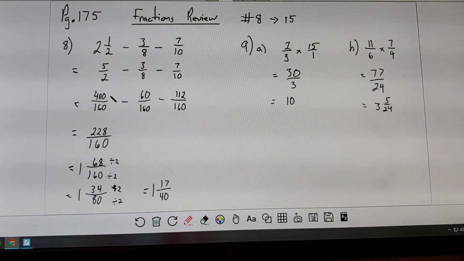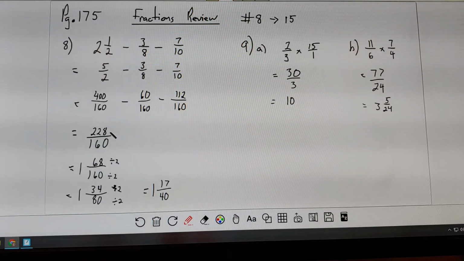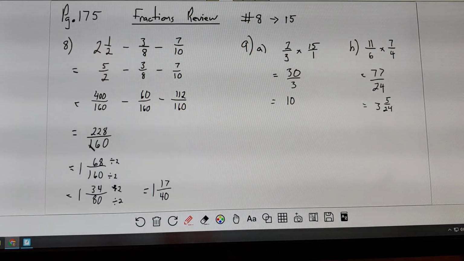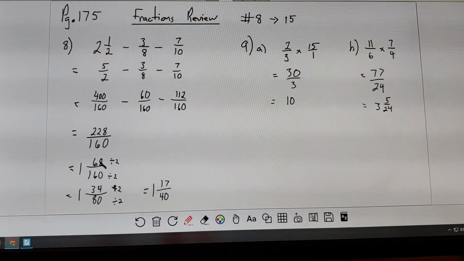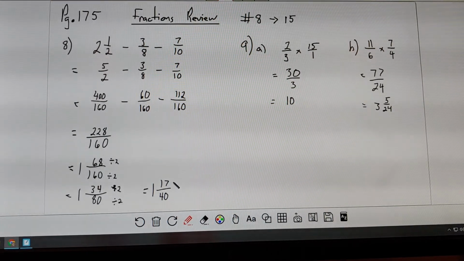Okay? Subtract the numerators. 400 subtract 60, subtract 112. I get that. And then how many groups of 160 fit into that? One group with 68 left over. And then I just got to drop this down into lowest terms. So divide by 2 once, divide by 2 again, and there's our final answer.